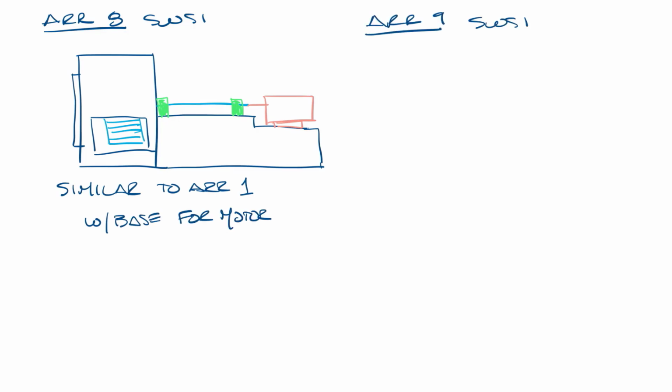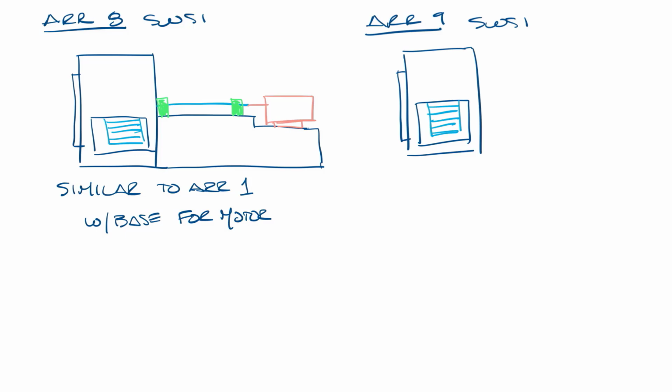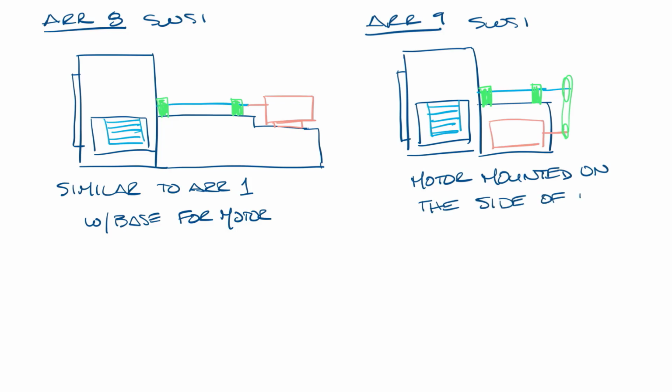Next is arrangement 9 for belt drive motors and looks like this. The impeller is overhung on the shaft with the bearings mounted on a pedestal. The motor is mounted on the side of the fan pedestal, typically reducing overall size and installation costs.